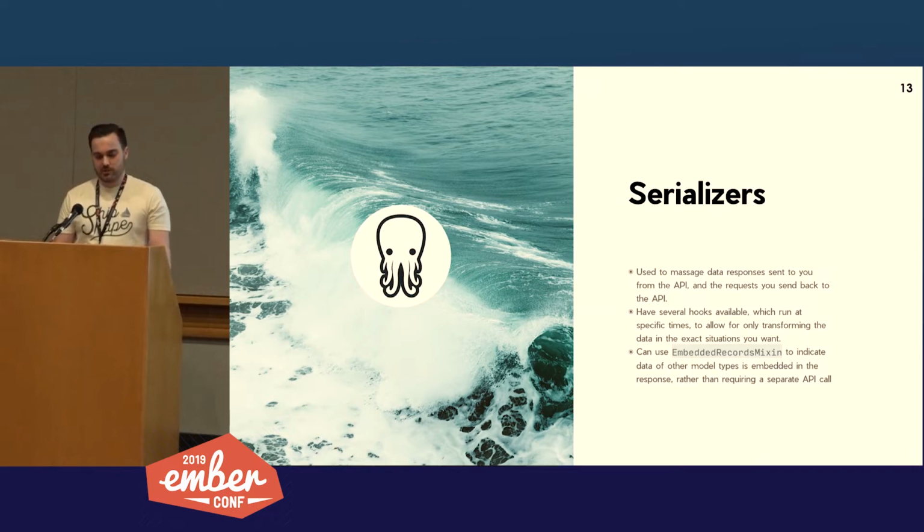Serializers are used to massage the data responses sent to you from the API and to send it back as well. And there's several hooks available that run at different times and different situations that let you do exactly what you want with the data. And it can use things like the embedded records mix-in. So if you have several models that are all included in one response and you want to say they're all embedded records, you can.